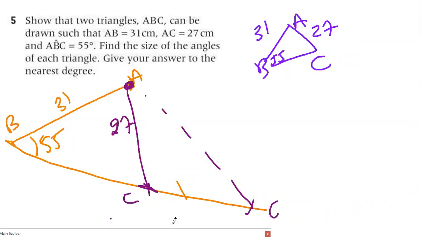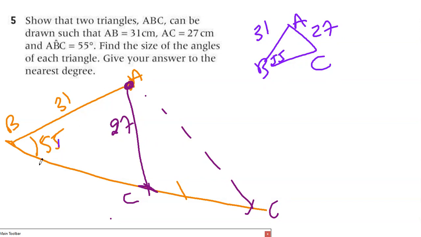Show that two triangles ABC can be drawn such that AB is 31 centimeters, AC is 27, and angle ABC is 55. Find the size of the angles of each triangle. Give your answer to the nearest degree. So if you sketch it, as you see, the angle given is not between the two sides. Every time the angle given is not between the two sides, I'm talking about the ambiguous case of the sine rule. So I don't have BC. I have BA is 31. I do it like this.